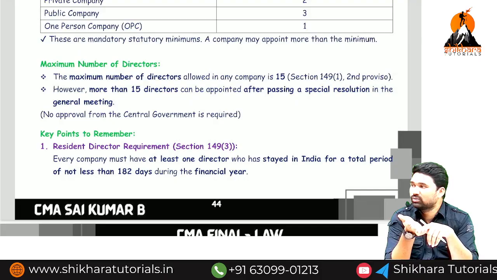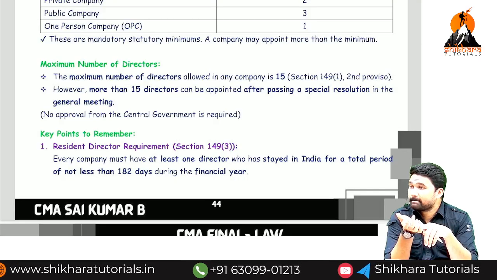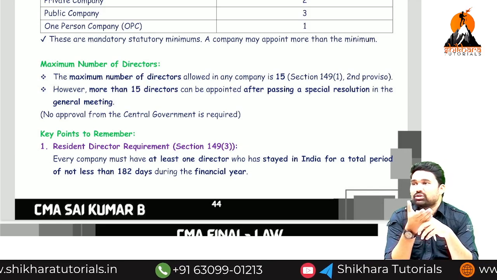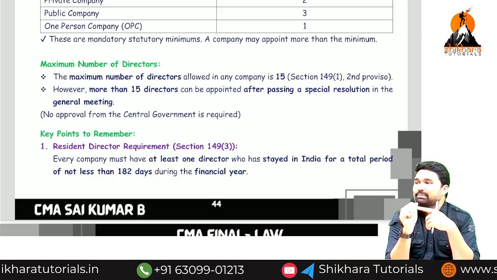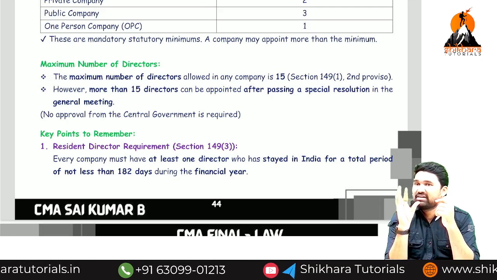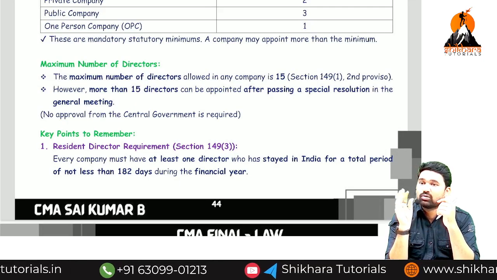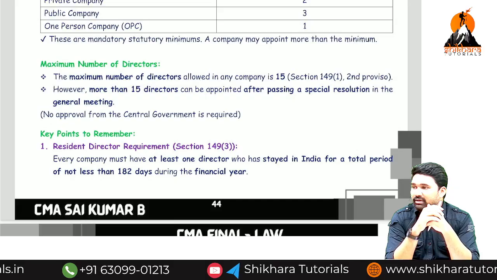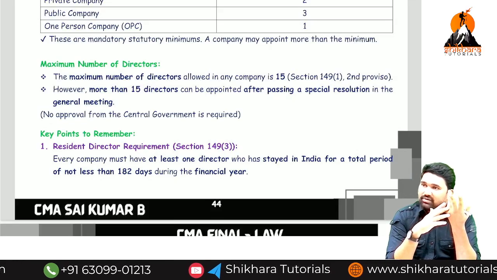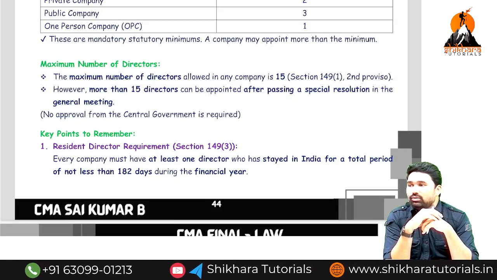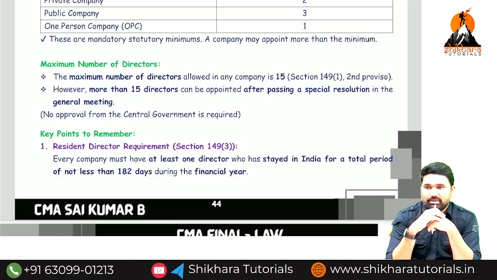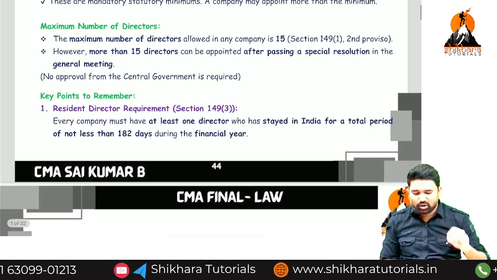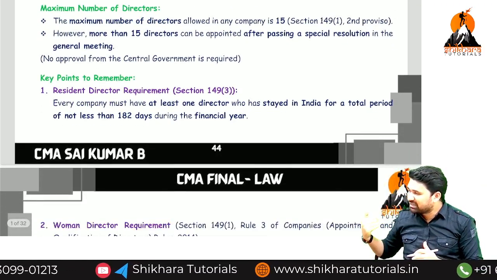Point number 2, decision maker. 3, compliance officer. 4th, strategic planner. 5th, representative. These are the 5 key roles played by the director just after the appointment to the company. After that, you came to know minimum number and maximum number. These key points I'll cover in the types of directors.